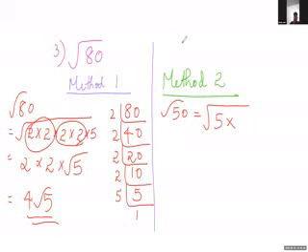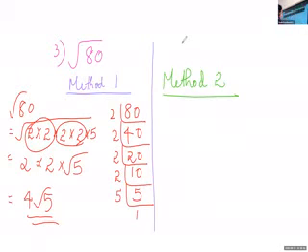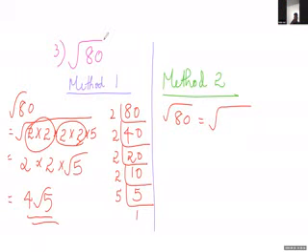Noble? Ma'am, 80. Okay, I'll erase. Wait. It is root 80, right? Okay. So, root 80. Tell Noble, root 80 is? Ma'am, 4. 4 into what? 4 into 20. 4 into 20. 20 is a perfect square.